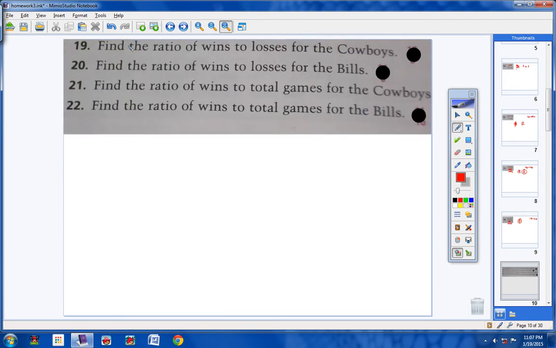You can read the directions in your book on their own. In 1992, the Dallas Cowboys won 13 of their games. I'm going to put it right down here. I'm going to put DC for Dallas Cowboys. They won 13 out of their 16 games, so their record was 13 and 3, 13 wins, 3 losses. Now the other team was the Buffalo Bills.